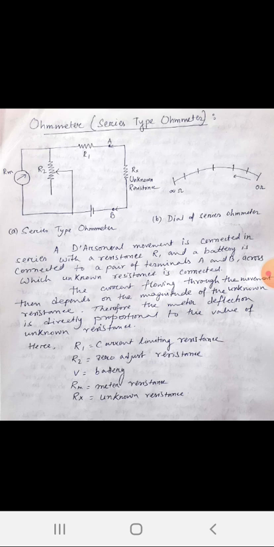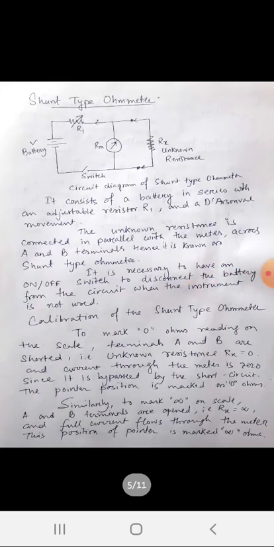Here we can classify the series type ohm meter and shunt type ohm meter according to the connection of the meter with the unknown resistance. It may be series, it may be shunt. When it is in series, it is a series type ohm meter. When it is shunt, it is a shunt type ohm meter. We are not discussing the series type because my question is the shunt type ohm meter, so today I will only discuss the shunt type ohm meter.